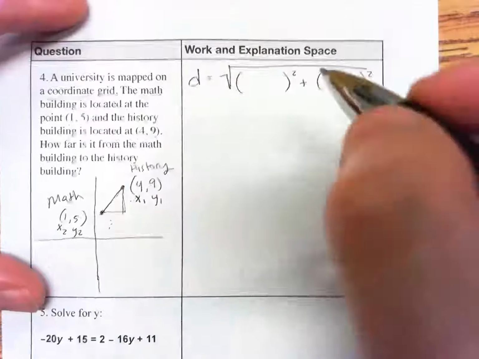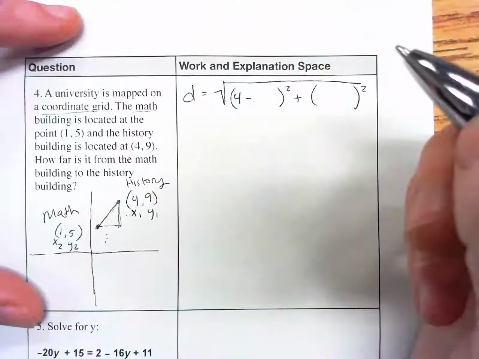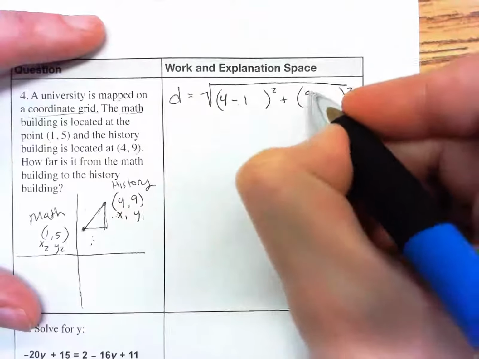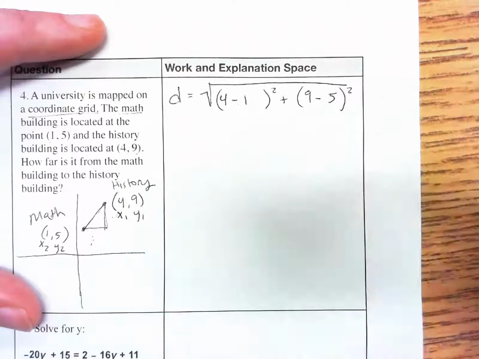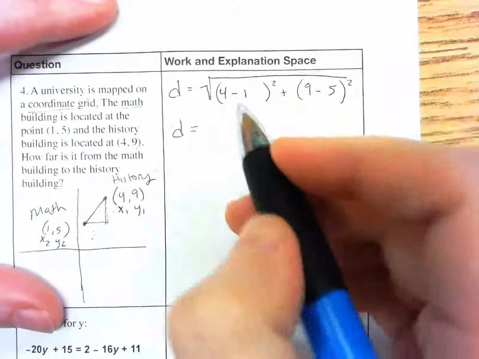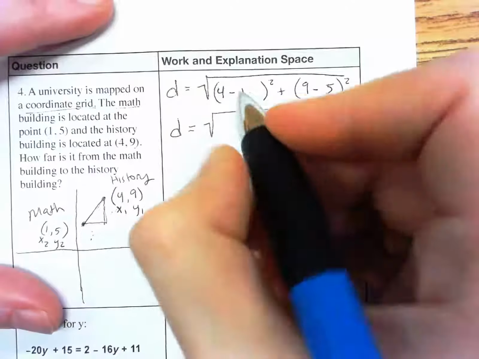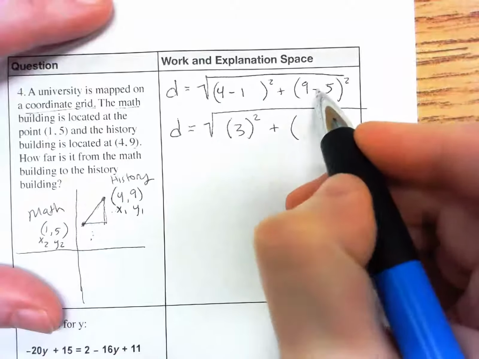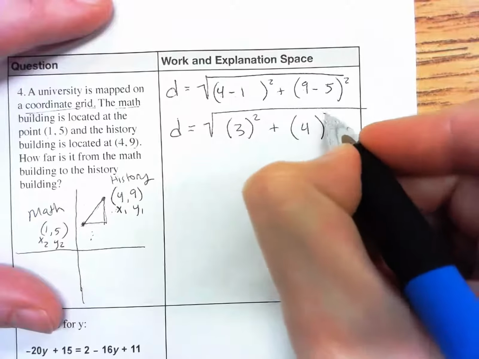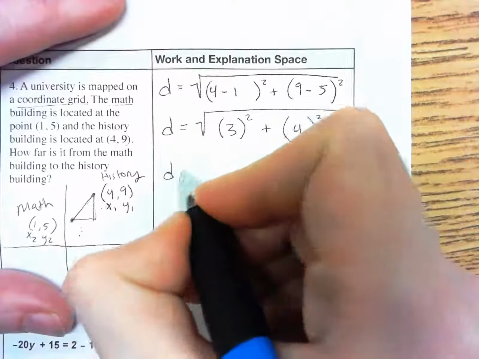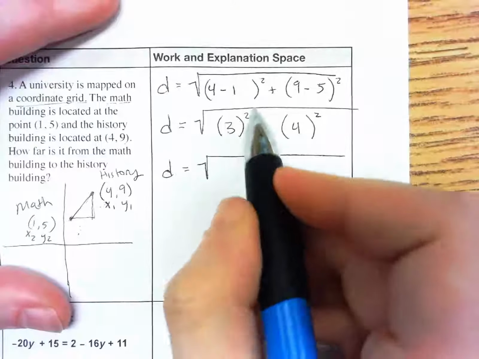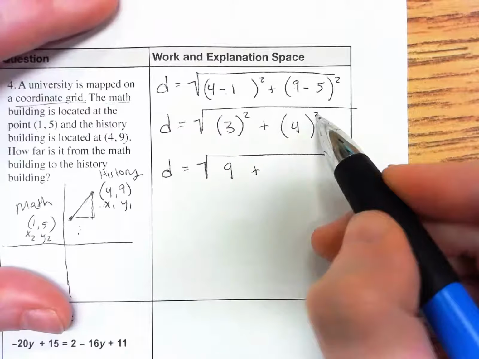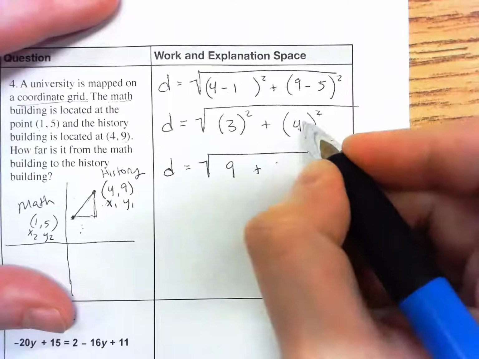So my x1 value is 4 minus my x2 value is 1. My y1 value is 9 minus my y2 value is 5. So then I have square root of (4 minus 1, which is 3), carry down my square, plus (9 minus 5, which is 4), carry down my square. Then we have square root of 3 squared, which is 3 times 3, so 3 times 3 is 9, plus 4 squared, which is 4 times 4, is 16.